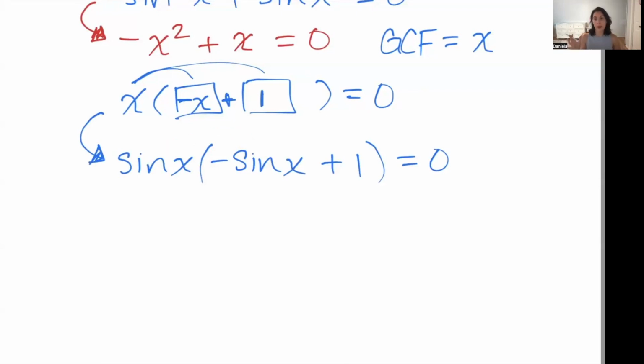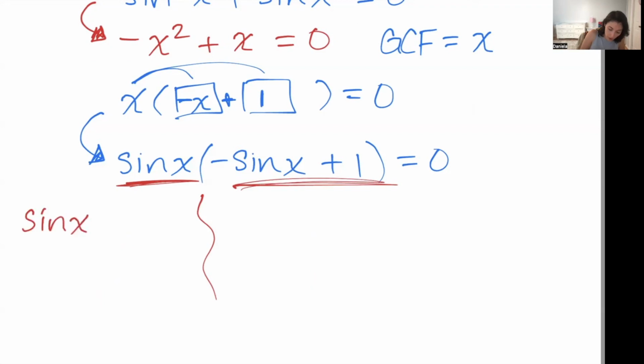Okay, so now what happens when you have any factored form equation that's set equal to 0? This goes for any equation. Anytime you have a factored form equation set equal to 0, you're going to have separate equations set equal to 0. So you're going to set that guy equal to 0, and you're going to set that guy equal to 0. So your 2 separate equations that you're solving are sine of x is equal to 0, and negative sine of x plus 1 is equal to 0.